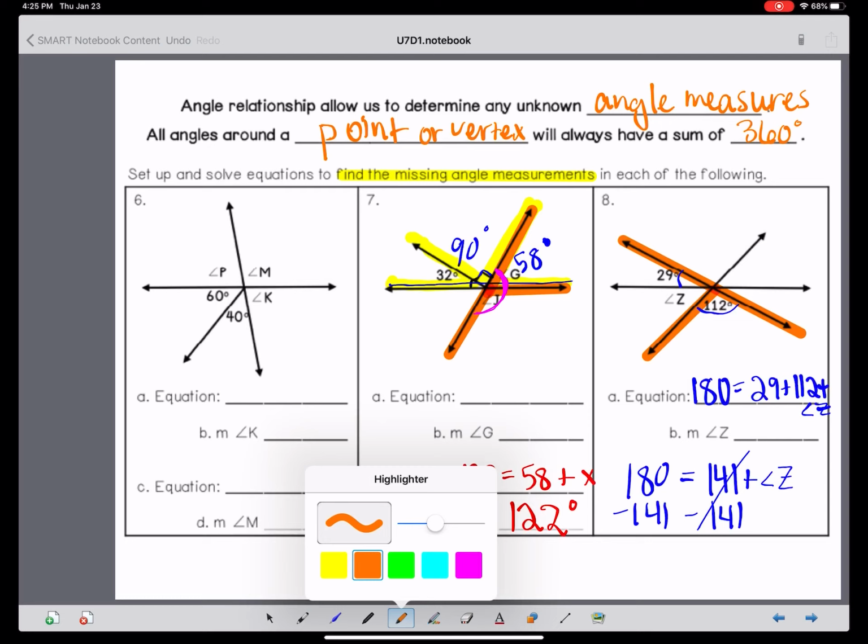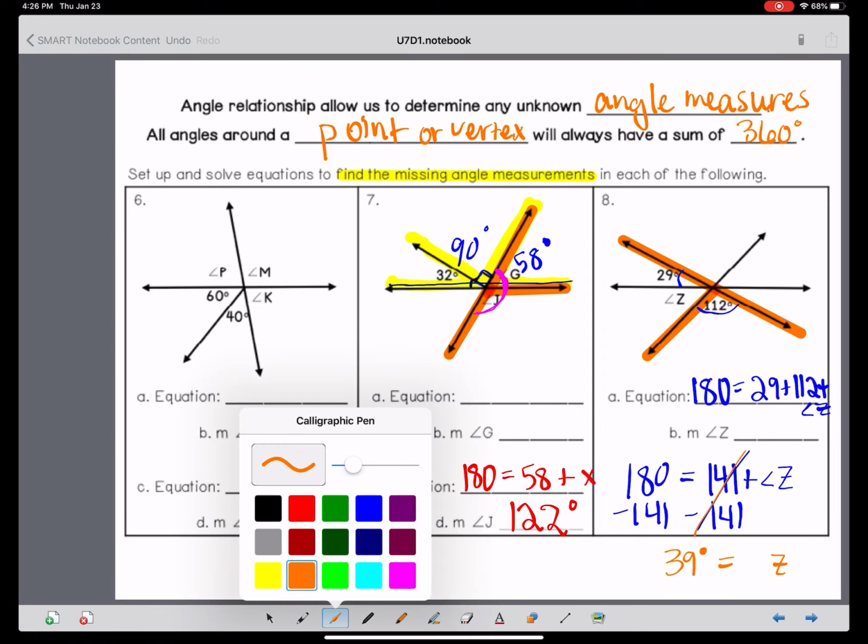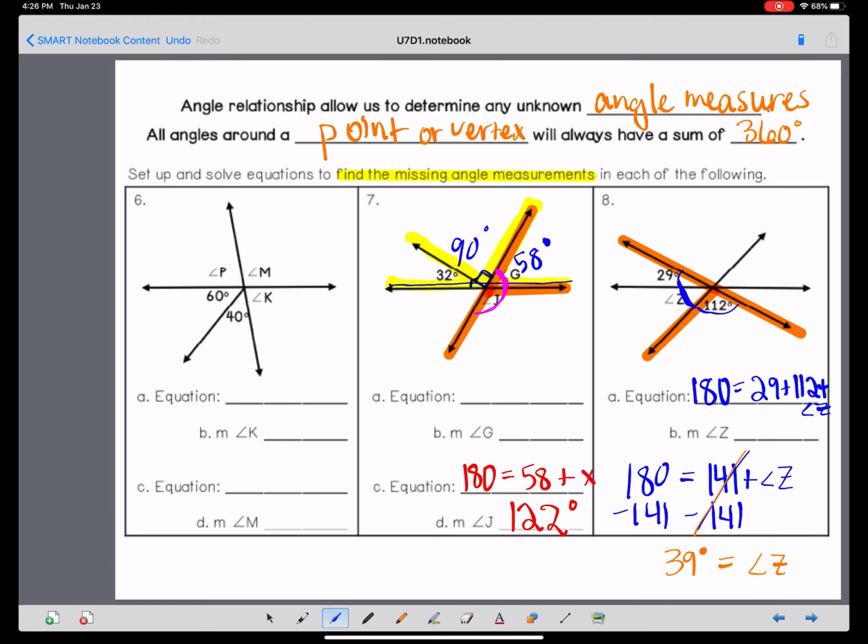Let's use a different color here. So this canceled out, and I'm left with the measurement of angle Z is equal to 39 degrees. That is, this measurement right here is 39 degrees. And once again, I know that because in a straight line, you go from 0 to 180. I know that 112 plus 39 plus 29, when I add them all together, need to equal 180. So I could put my answer here of 39 degrees.